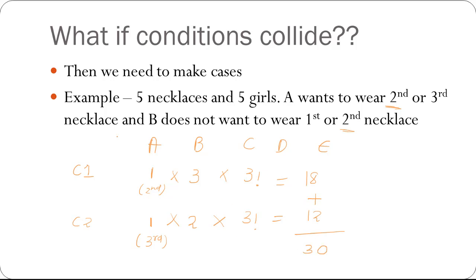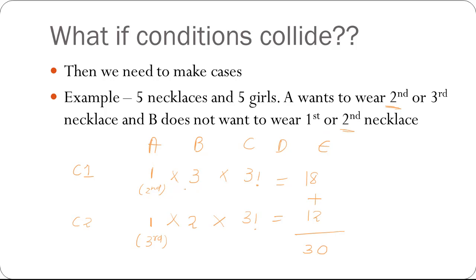Let me explain this question again. So here the variation was that A wants to wear the second or the third necklace and B does not want to wear the first or the second necklace. Here we saw that the positive and the negative conditions were colliding. The second necklace was common to both. So as we know, we satisfy the positive condition first. So we assume that A has worn the second necklace. So B has got 3 options now. It cannot wear only the first and the second, but it can wear the other 3 necklaces. So 3 options for B.